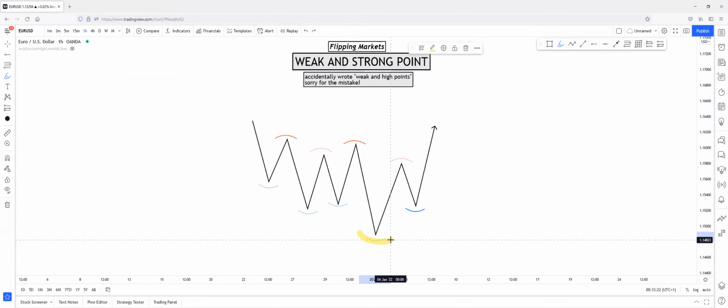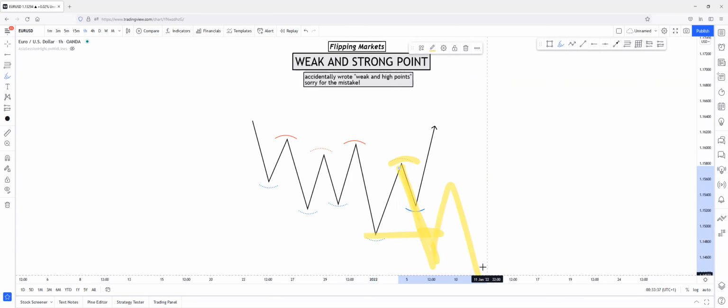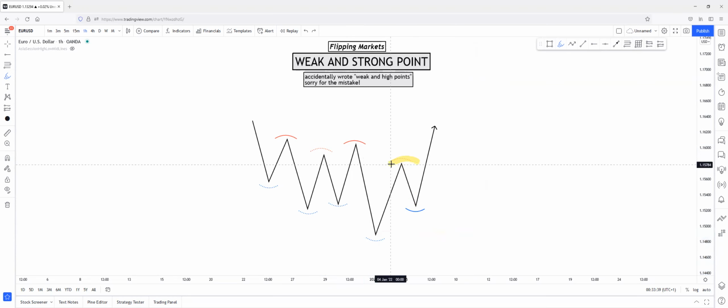After this, this will be weak because this low couldn't break above the last strong high. So this is weak. After this, the high will be weak again because this high couldn't break below the last low and couldn't continue the overall structure. So this will be weak. This low will be strong because this low could break above the last high point. So this proves this is strong.